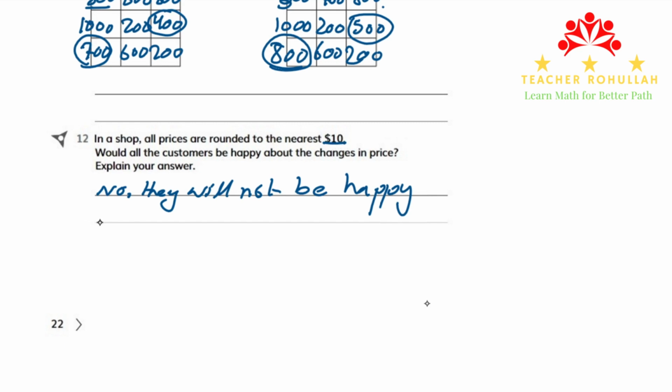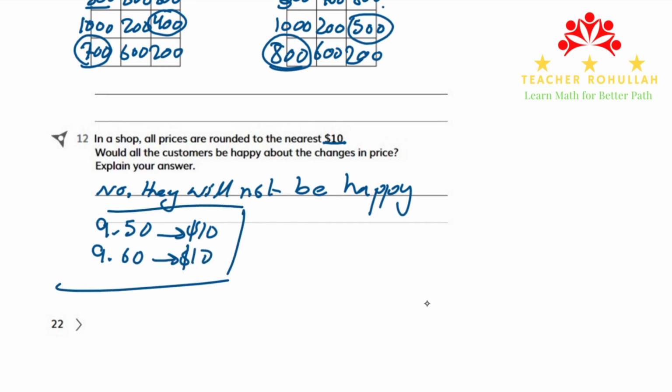are rounded up. For example, numbers like $9.50 also round to $10, and the amount $9.60 also round to $10. These customers are not happy. But the prices which are more than $10, like $10.40, they will be happy because it rounded down to $10. Or the ones with the price of $10.30, will also be happy because their amount round to $10.